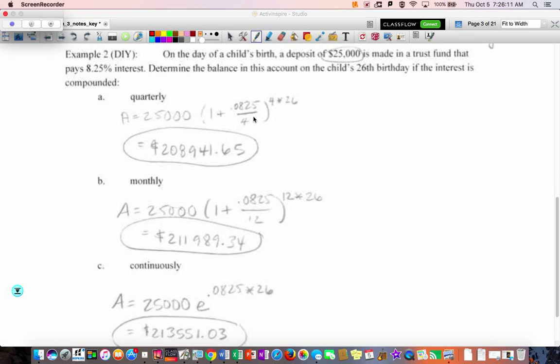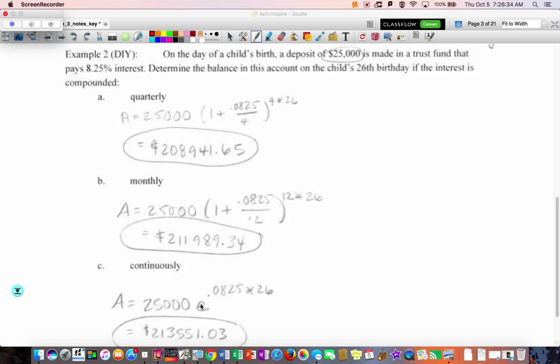So check your formulas. 8.25% is 0.0825 there. Quarterly, your N is 4. Monthly, your N is 12. So check these two formulas. It's going for 26 years. And then just remember, continuously type in 25,000.